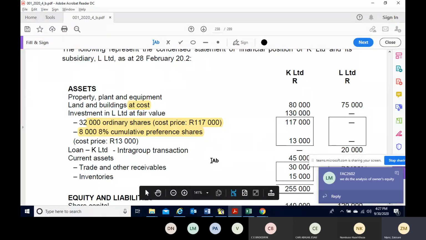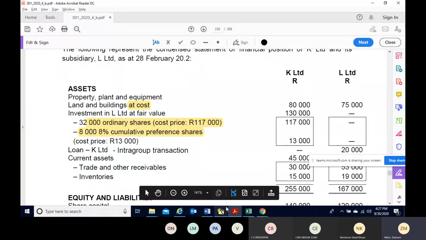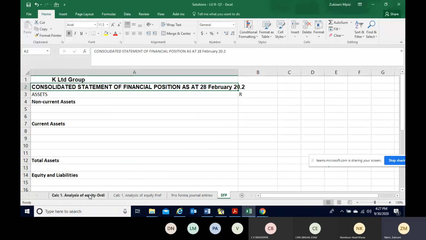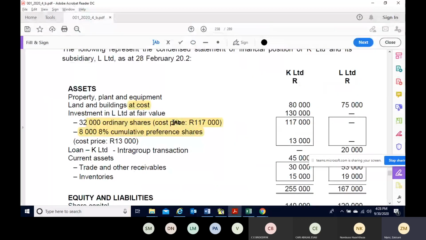So we know that now we have to do the first one, which is the one that we are used to, and then we have to study the new one. So let us first tackle the one that we know of. The first thing that we need to establish in terms of the ordinary owners' equity is the ownership.